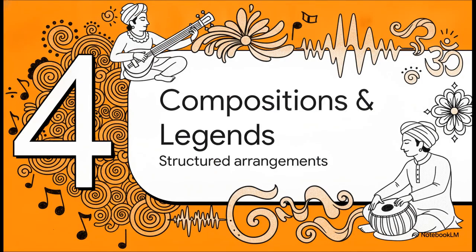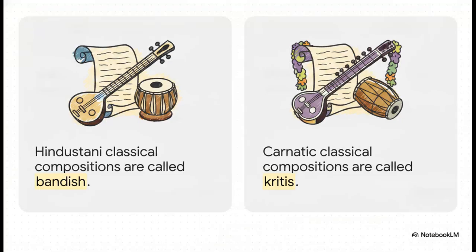emotion. All right, our final section, number 4, compositions and musical legends. When you watch a classical musician perform, they aren't just improvising out of thin air right from the jump. They usually start with a composition. This is a structured, pre-arranged marriage of a specific raga and a specific tala, usually with lyrics attached. In the Hindustani tradition up north, this structured composition is called a bandish.